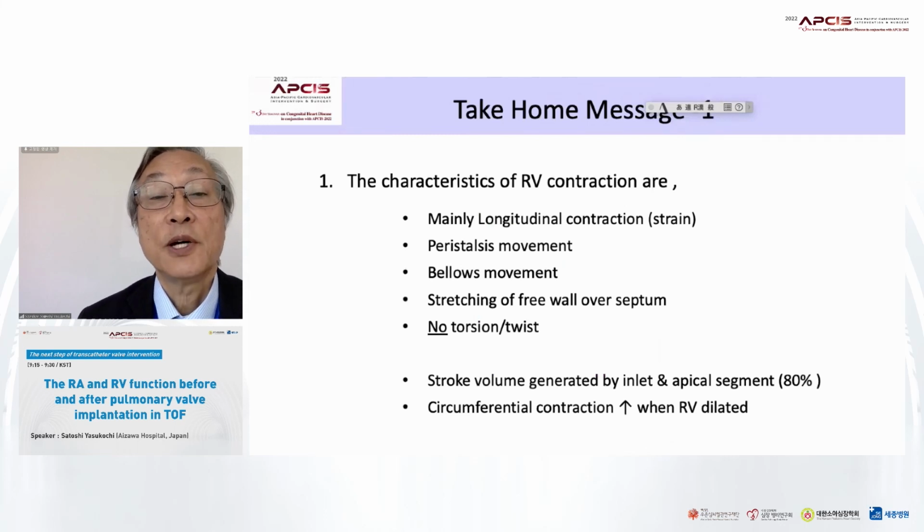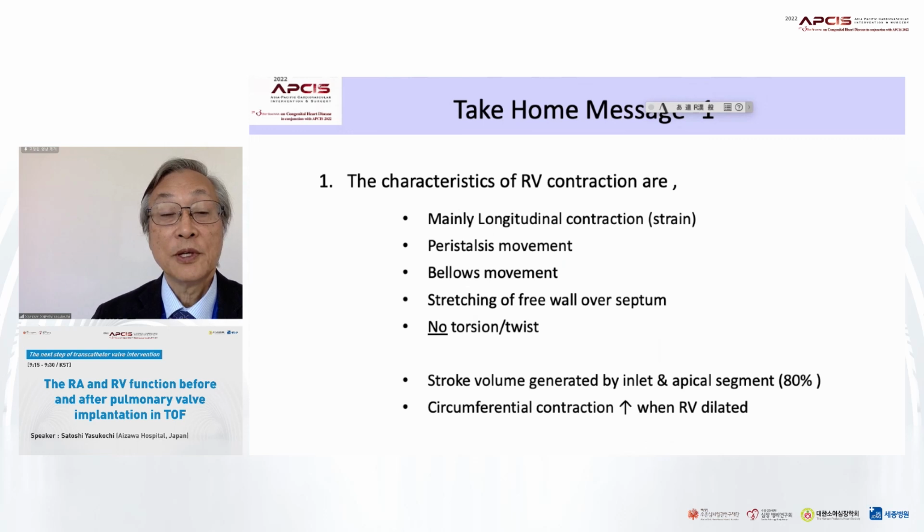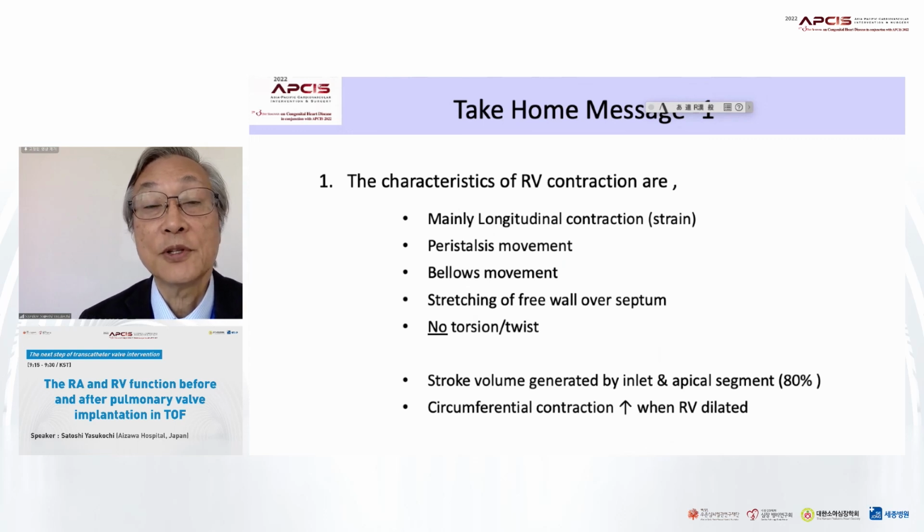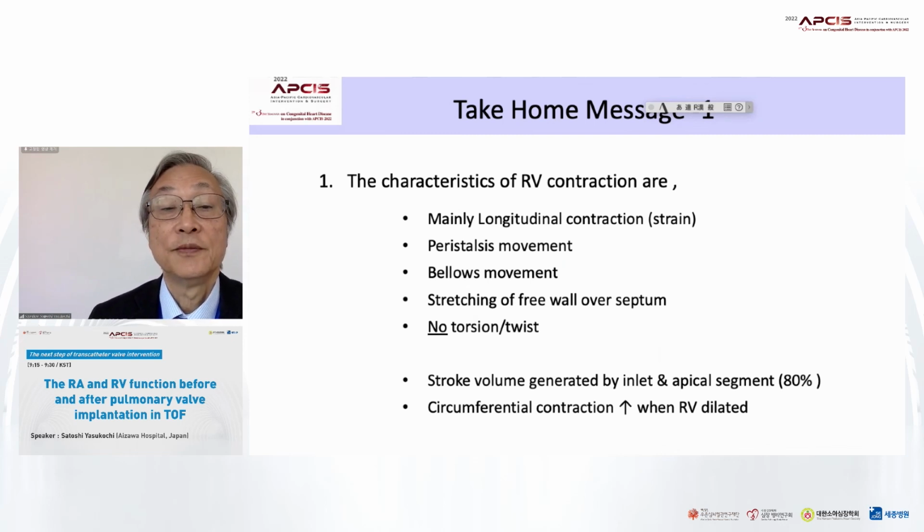To summarize my topics, the take-home message is that the characteristics of RV contraction are mainly longitudinal contraction, peristalsis movement and bellows movement, stretching of the free wall over the septum, and no torsion is a basic characteristic of RV contraction. Stroke volume is generated more than 80% by the inlet and apical segments, with circumferential contraction when the RV is dilated.